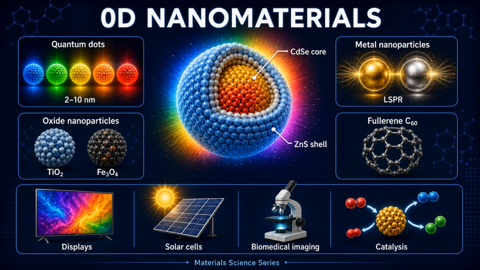Metal nanoparticles like gold and silver exhibit localized surface plasmon resonance, where collective electron oscillations create intense colors and enhanced electromagnetic fields. Iron oxide nanoparticles are superparamagnetic and used in MRI contrast agents. Fullerenes, particularly C60, are cage-like carbon molecules with unique electronic properties. Core shell nanoparticles combine different materials to optimize properties for specific applications.